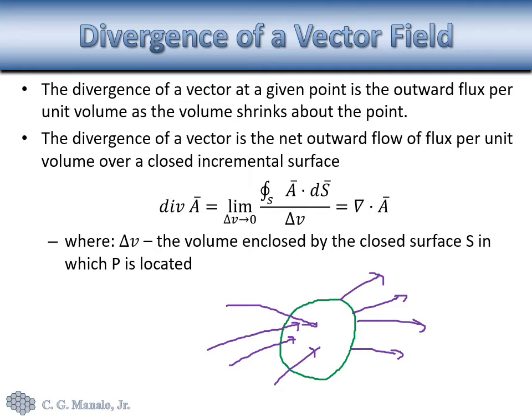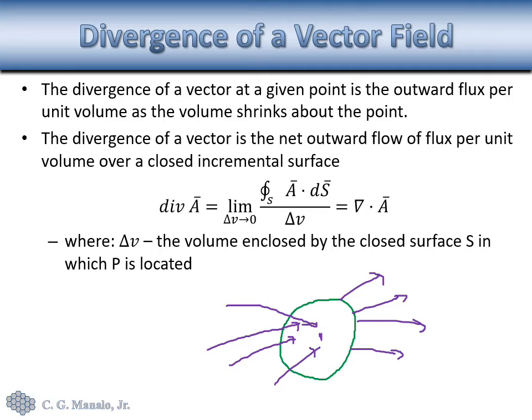The net flux that leaves the volume would be basically the flux leaving minus the flux entering, divided by the volume to which those fluxes are entering and leaving. That would somehow give us an idea of the divergence of the field at this point here.